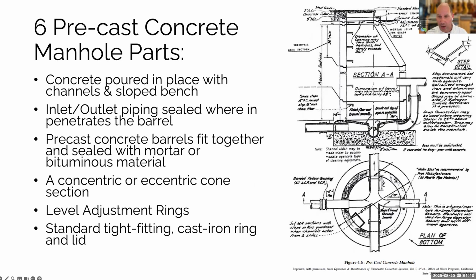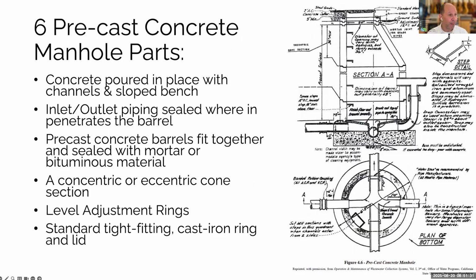Know the parts of a precast concrete barrel. So you've got the floor and slope base, which is usually going to have channels in it. I'll show you a picture of one in a second. Inlet and outlet piping, where different pipes are coming in and out. Those have to be sealed because, again, we're trying to avoid having liquid go out or in at any of those breaches.